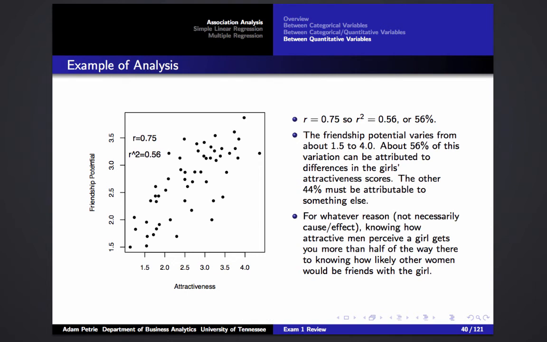So here's the example where we looked at the relationship between friendship potential of women and how attractive they were as gauged by mostly males. And if we looked at the correlation, we saw it was 0.75. It does a good job at describing the strength because the trajectory of points is linear. And when I square it, I get a value of 0.56, or 56%. So in other words, 56% of the variation in the y values, friendship potentials here, which range from 1.5 to 4, can be attributed to differences in the woman's attractiveness levels. Or in other words, knowing how attractive men typically view the woman gets me about 56% of the way there to knowing what the friendship potential of that woman is. The remainder, 44% of that variation, must be attributable to other factors.